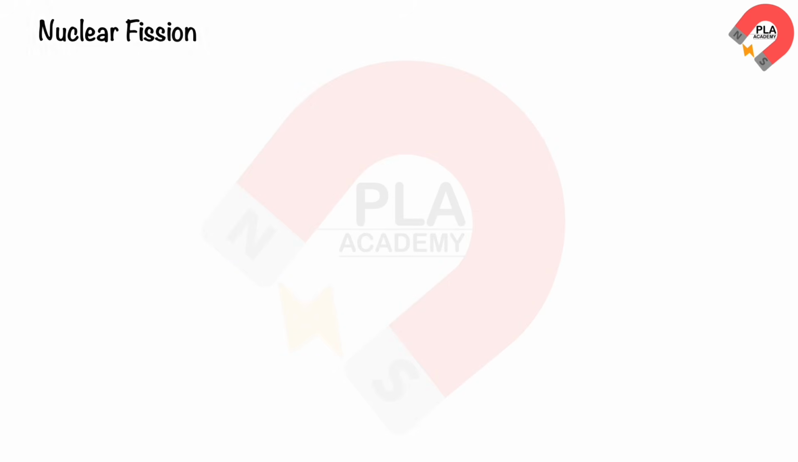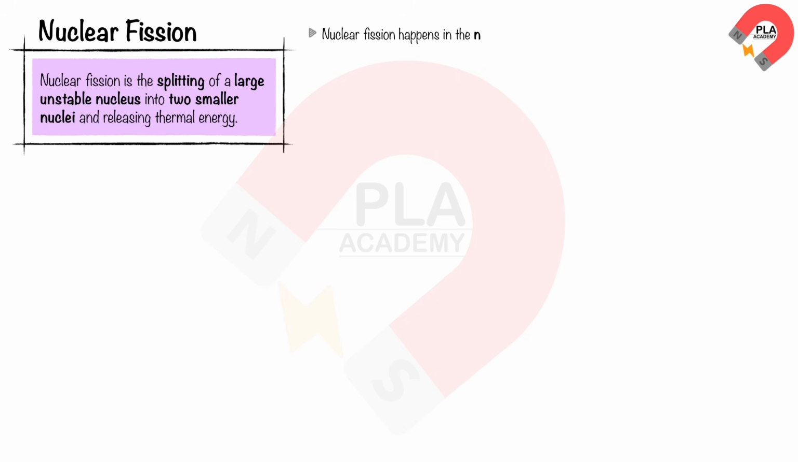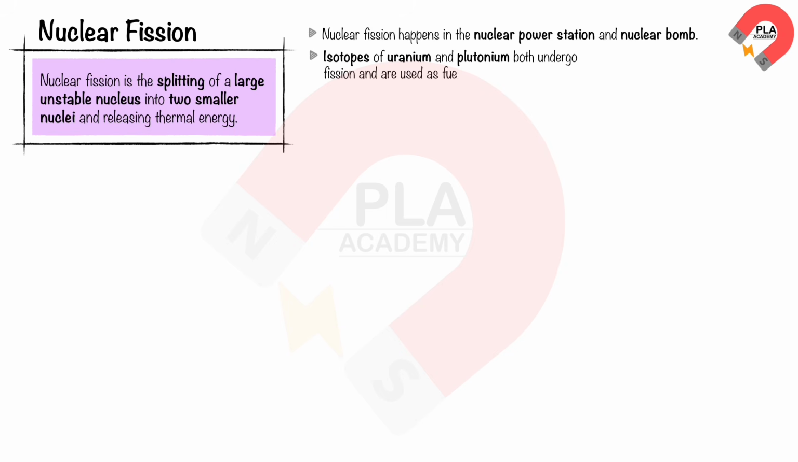Nuclear fission. Nuclear fission is the splitting of a large unstable nucleus into two smaller nuclei, releasing thermal energy. Nuclear fission happens in nuclear power stations and nuclear bombs. Isotopes of uranium and plutonium both undergo fission and are used as fuels in nuclear power stations.